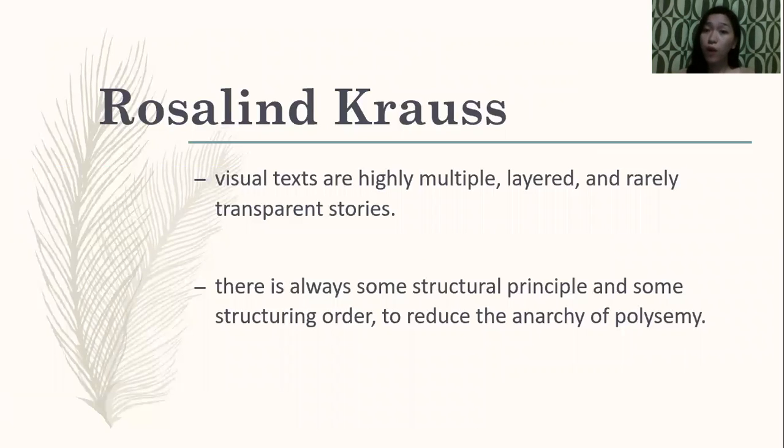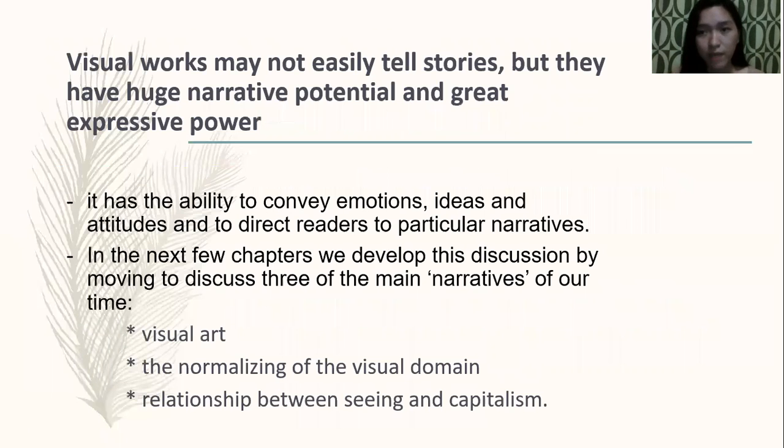Next, according to Rosalind Cross, visual texts are highly multiple, layered, and rarely transparent stories. There is always some structural principles and some structure and order to reduce the anarchy of polyphony. Visual works may not easily tell stories, but they have huge narrative potential and great expressive power.